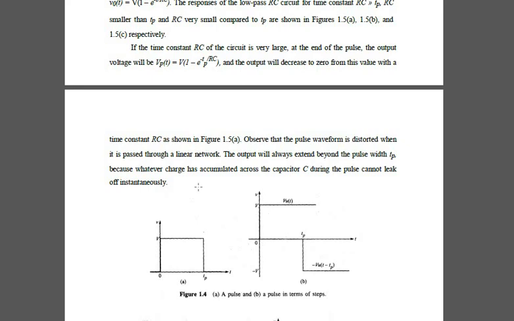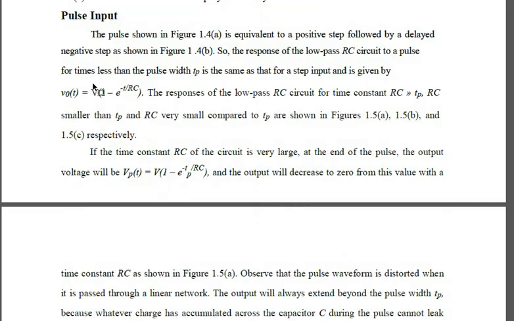This is the figure of your actual pulse, right? The pulse shown in figure 1.5a, which I have shown as the normal pulse, is equivalent to a positive step followed and delayed by a negative step, which is given by the second figure I have shown, a positive pulse and a negative pulse.